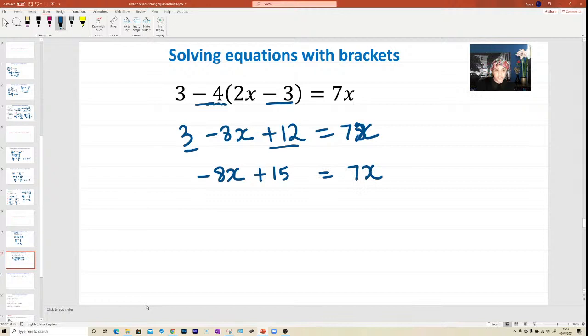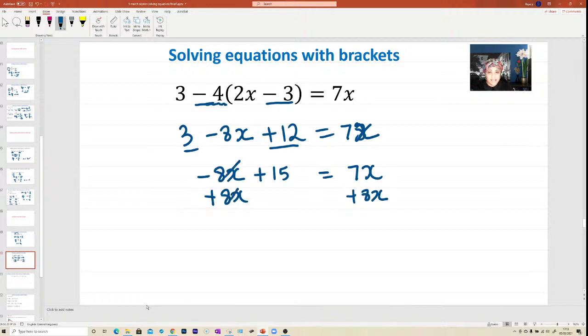Now then, what do we do? Suddenly we have x on both sides, don't we? So what we need to do is get rid of the small x. Which one is a smaller x? It's not the 8 because that's a negative there. So that's a small x, which means we're going to add 8x. So add 8x on both sides, okay?